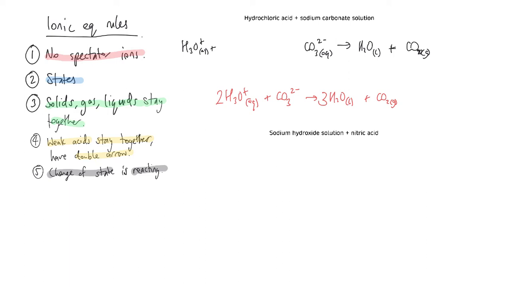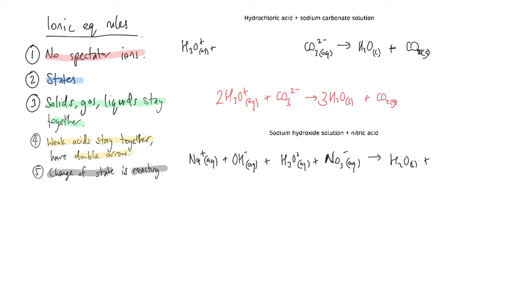So sodium hydroxide solution, you should recognize it's Na plus aq plus OH minus, because it's a solution, right? Plus nitric acid, which is H3O plus aq plus NO3 minus aq, okay? So you should know from your acid reactions that an acid plus a hydroxide is going to make water plus a salt. So that's NaNO3, which happens to be soluble.